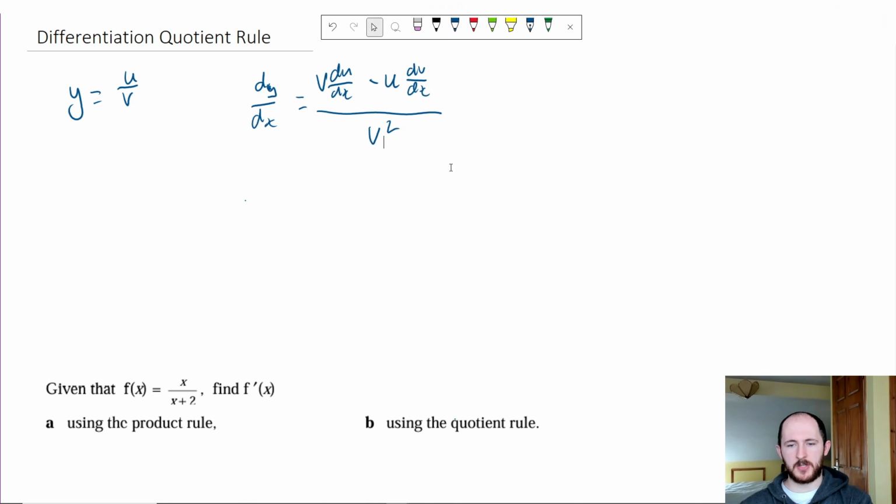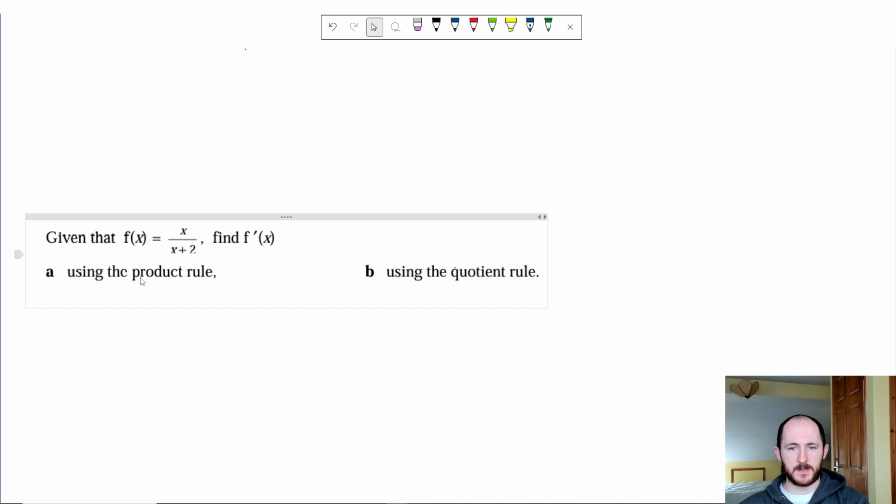Now, I'm actually going to show you, using the very first question, that you don't actually need to use the quotient rule ever. And in fact, the way you derive the quotient rule is you simply use the product rule and the chain rule together in order to get this expression here. So for the first question, I'm actually going to prove it to you.